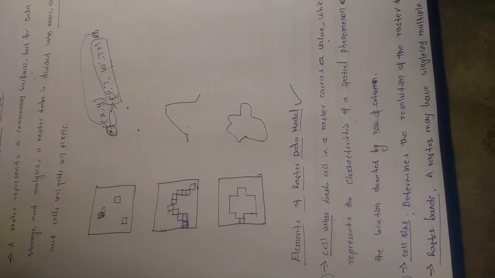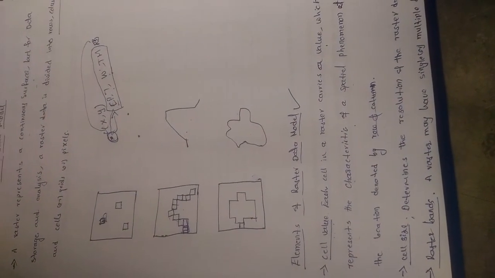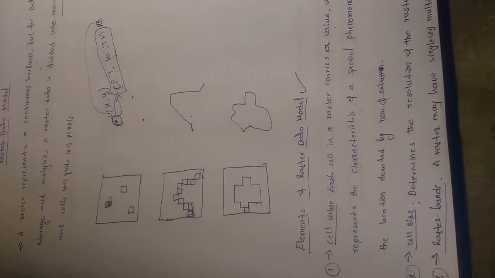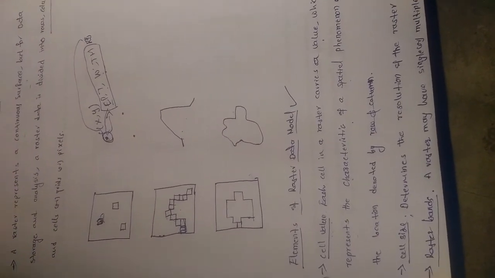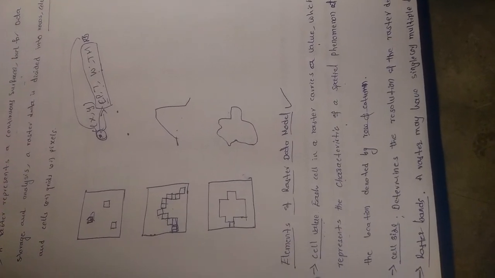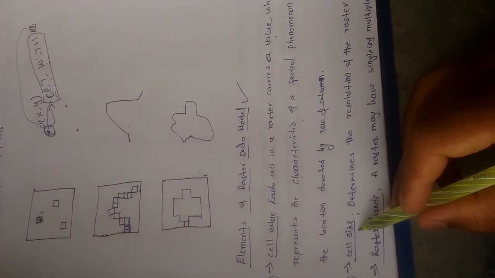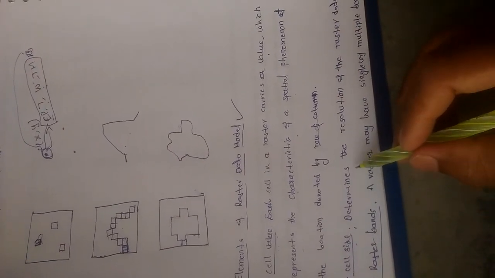Okay, cell value is nothing but a single point, or it can be multiple points, which represents the characteristics of a particular phenomena. Phenomena is nothing but a place, or a geological spatial location. Next one is the cell size, which determines the resolution of the raster data model.